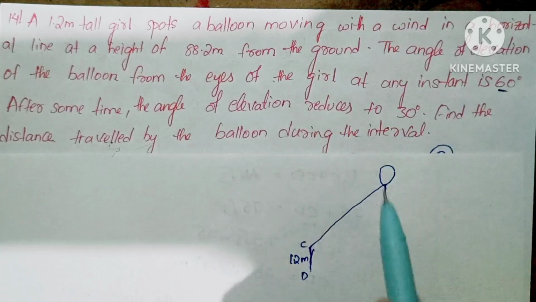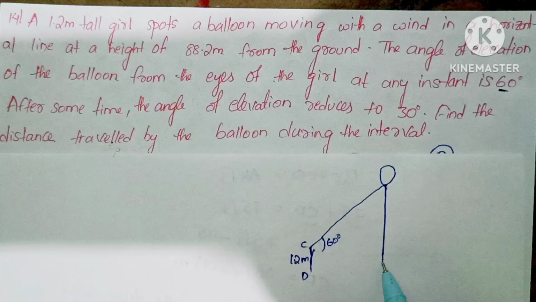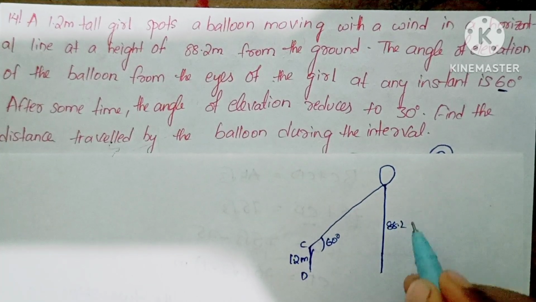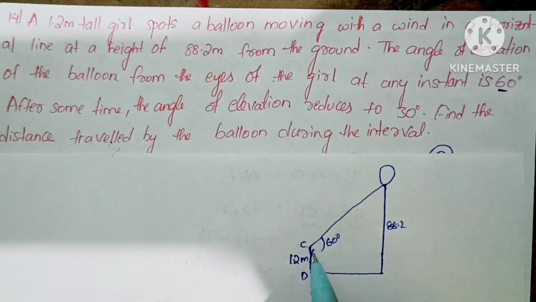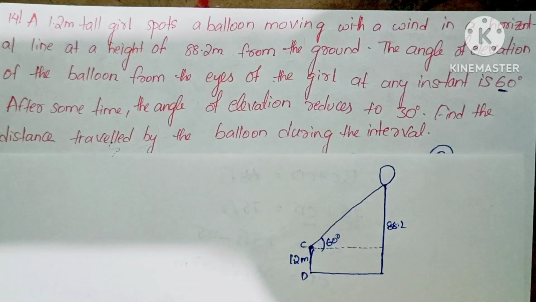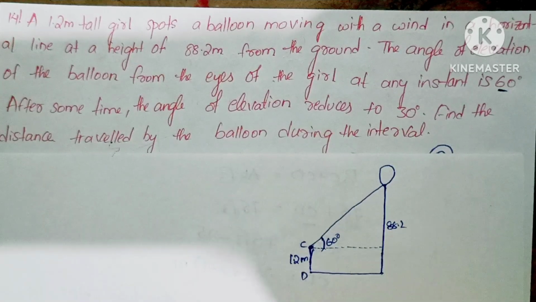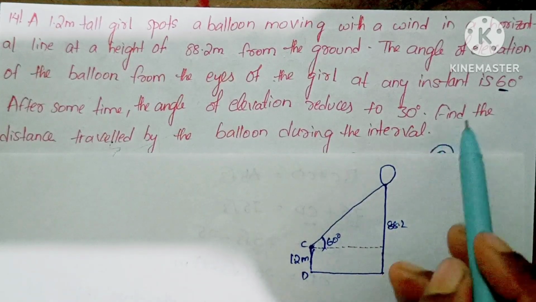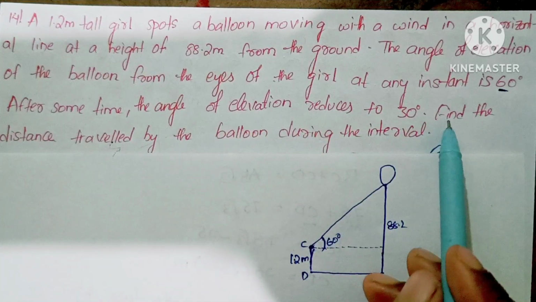Angle, how much do we create here? 60 degrees. That means here is 60 degrees. But see here, the balloon was at a height of 88.2 meters from the ground. So this one is the ground. The person was standing here. His eye was here. So we have to draw a straight line from the observer's eye. From here only he was watching the balloon, so here the angle will be 60 degrees. Understood? So next, what he was saying: after some time the angle of elevation reduced to 30 degrees.